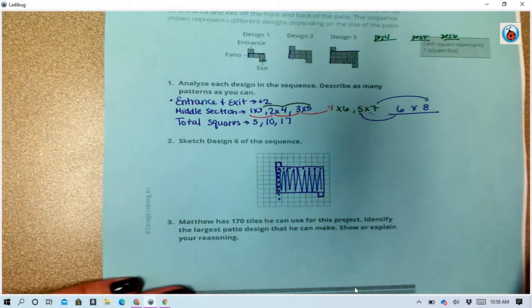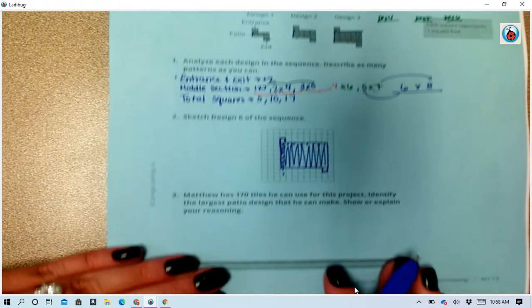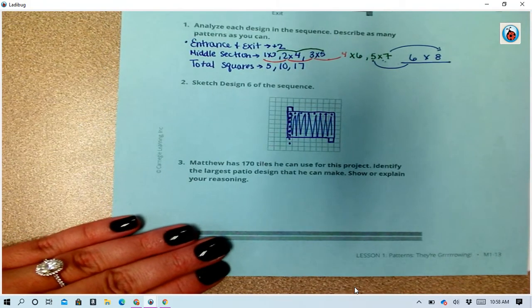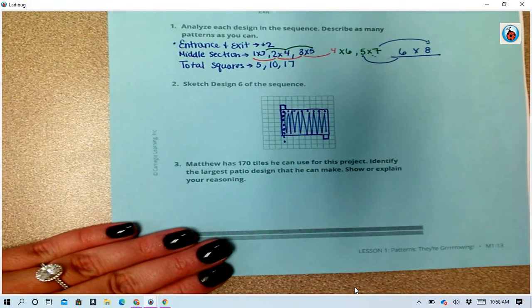So Matthew has 170 tiles he can use for this project. Identify the largest patio design that he can make. Show or explain your reasoning. So see if you can figure out number 3 by yourself. Pause the video, try and give a sketch, whatever you would like to do, and then I will explain it. If you haven't paused the video yet, you need to go ahead and try number 3 by yourself.